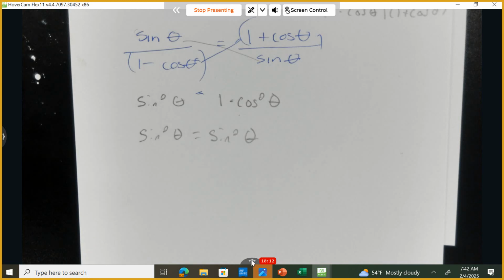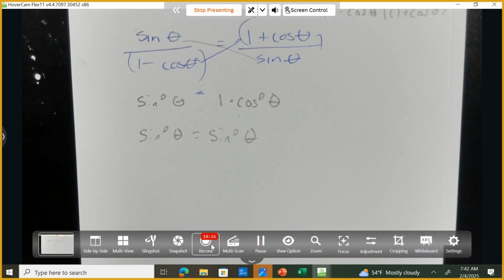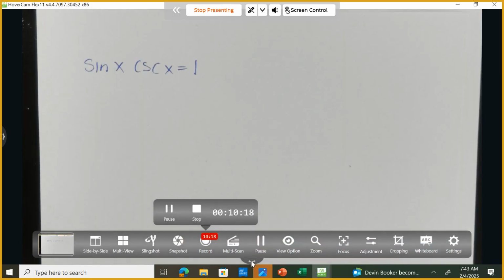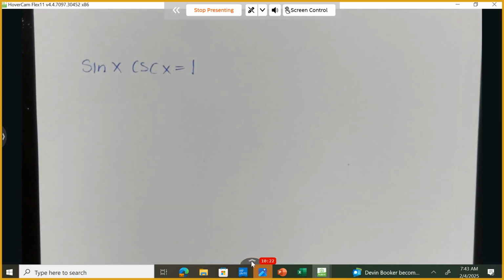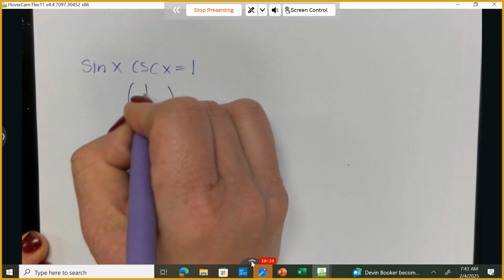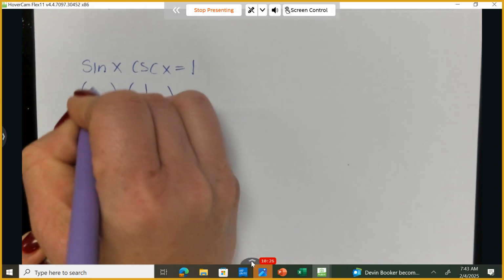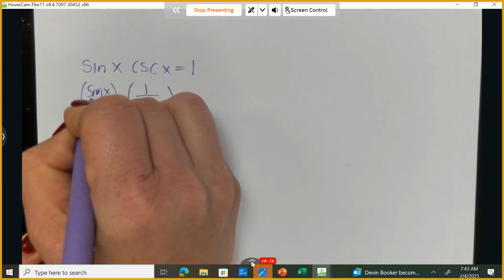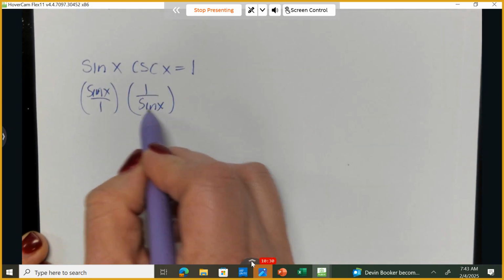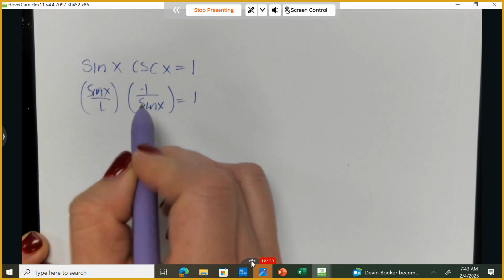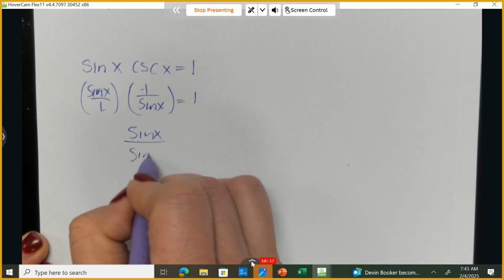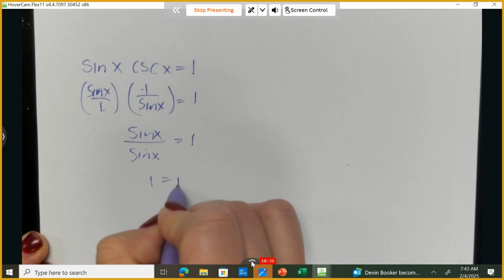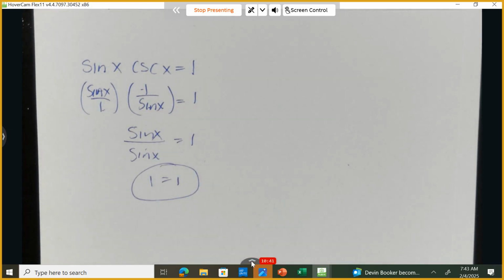Miguel, did you do it a different way? You did it this way. Nice. So I'm going to use my knowledge of trig functions, and again, there's more than one way to do this. I recognize cosecant is equivalent to 1 over sine. So I have sine of x, really sine of x over 1, times 1 over the sine. Sine times sine, sine times 1, and 1 times sine, and this simplifies to 1. I just proved the left side equals the right side.